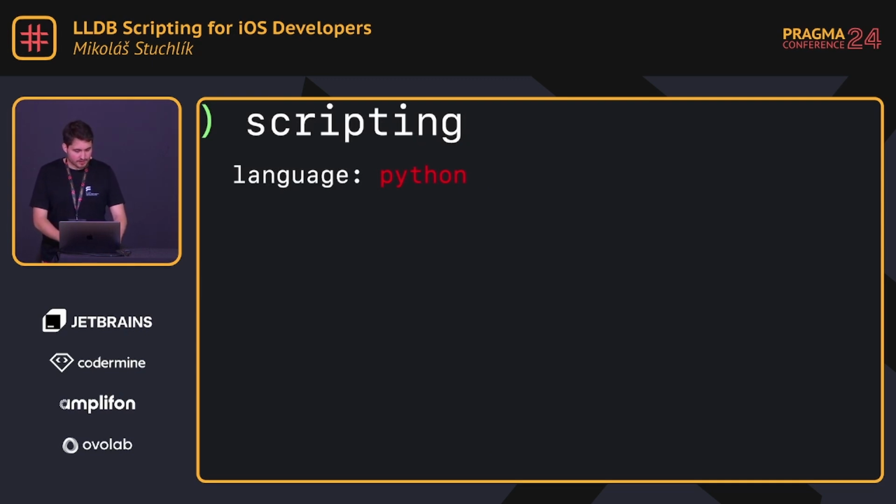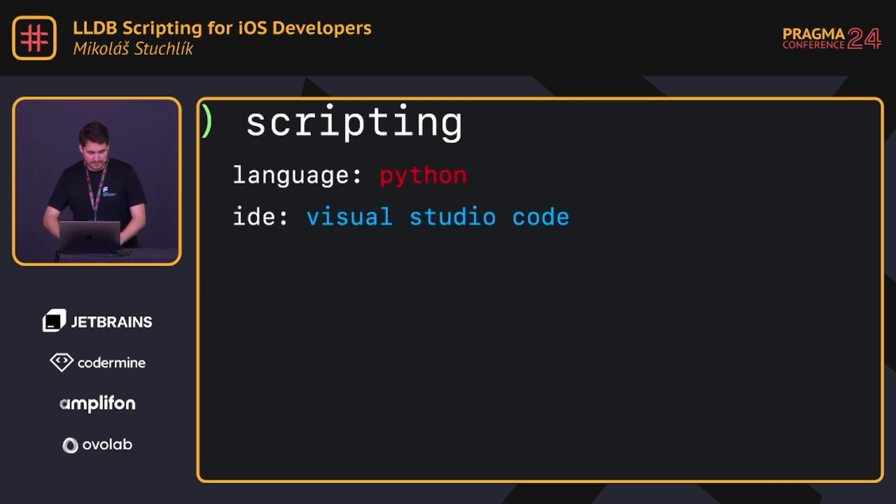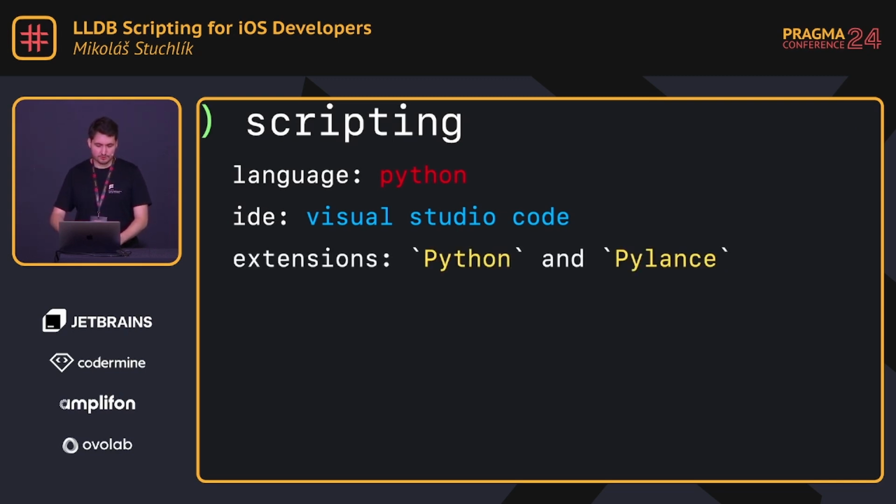As I said before, we are going to use Python. And the first thing is that I will show you how to set up a proper development environment. I'm going to use Visual Studio Code. The default extensions for working with Python are called Python and Pylance. And we want to use features like type checking and suggestions, and so we need to do some additional setup.